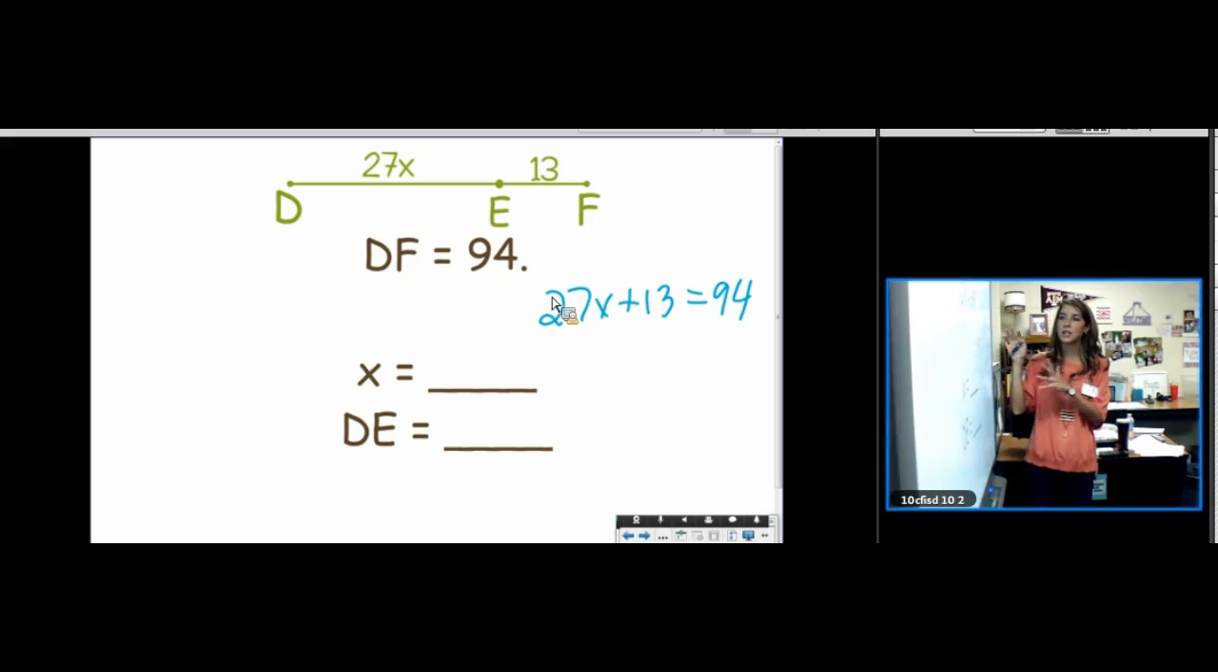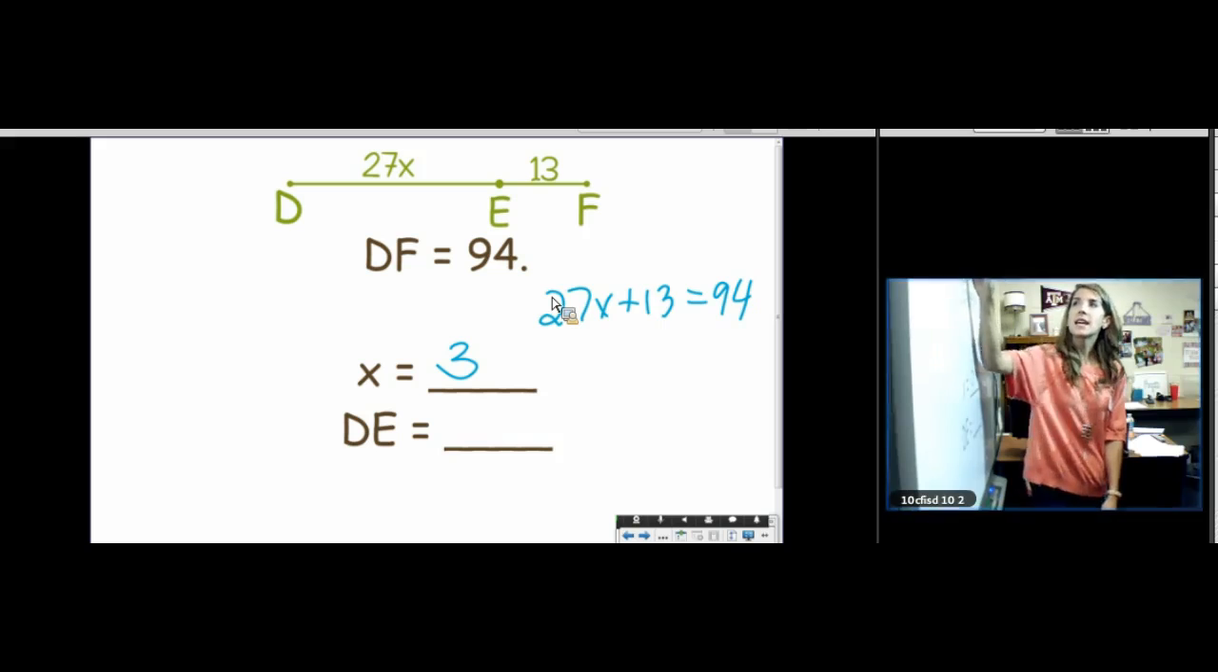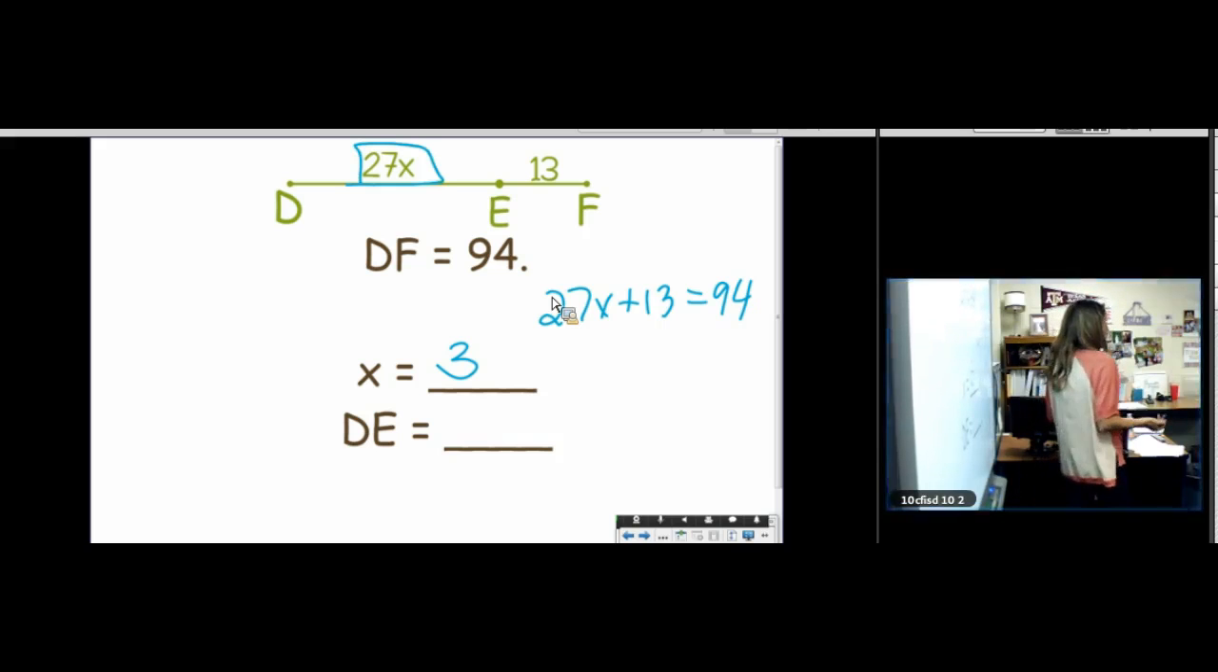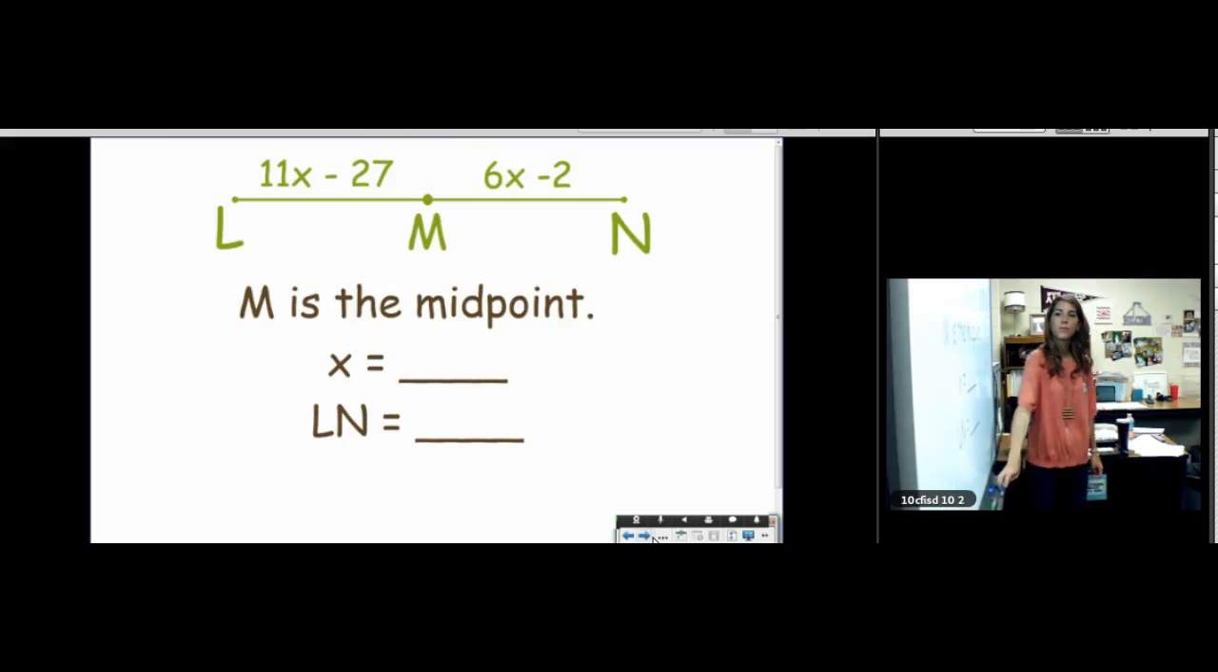Okay, so you subtract 13, you divide by 27, you get x is 3. And then you see that DE is 27 times x. I know what x is now. So 27 times 3, and it's a long segment. It is 81 units long.